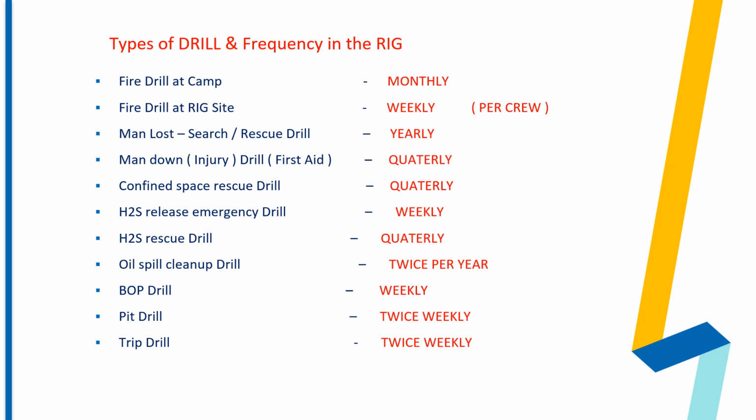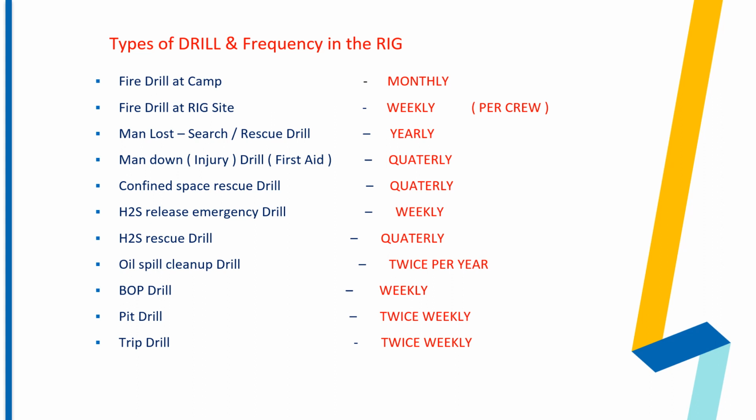What are the different types of drills conducted in the rig and what are their frequencies? The fire drill at camp, and this camp means the main camp, is monthly. Fire drill at rig site is weekly. Remember that this is per crew, because in the rig there are two shifts, each of 12 hours, so we have to arrange the drill for both crews. Man lost search and rescue drill is yearly.